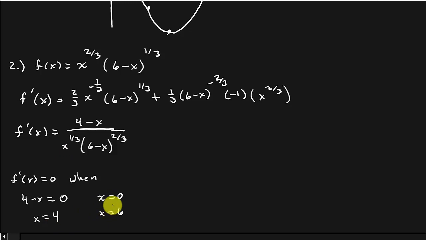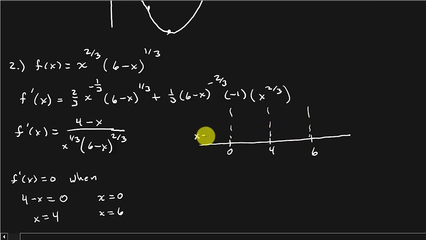Now, before we go on and say, hey, these are our critical numbers, let's make sure they really are. So remember, the critical numbers are where the first derivative is 0, provided that those numbers are in the domain of the original function. So are 0 and 6 in the domain of the original function? Yes. So they're critical numbers. So now we make our number line. And so we've got 0, 4, and 6.